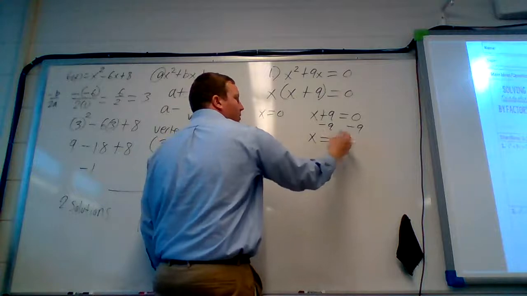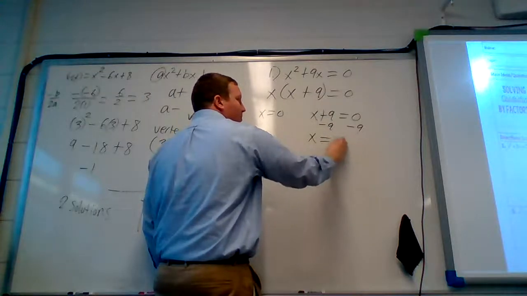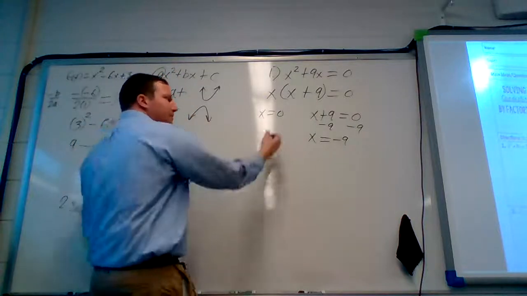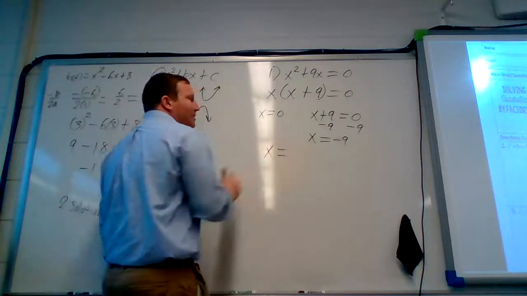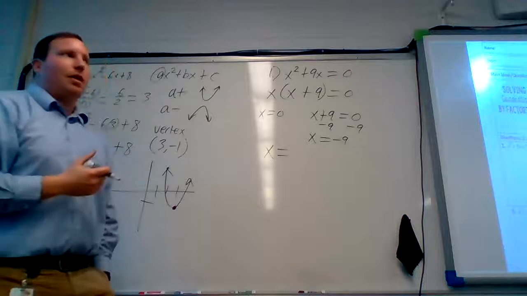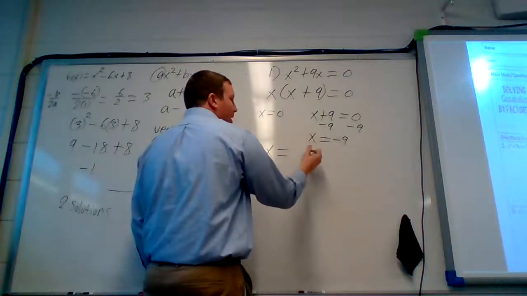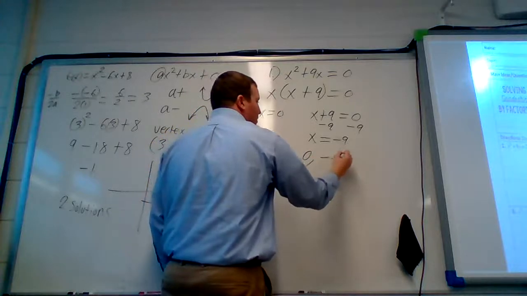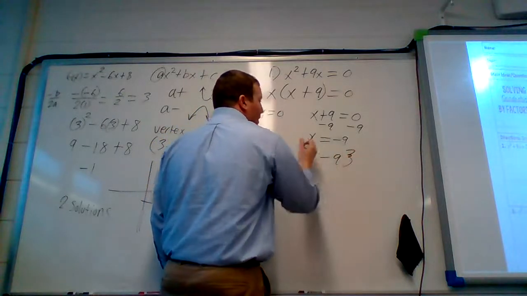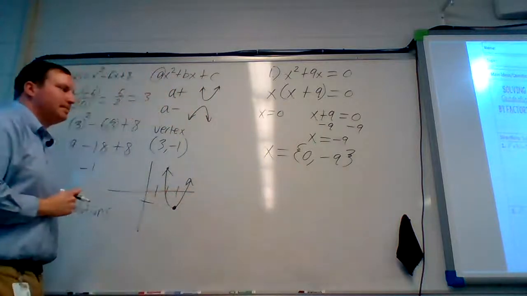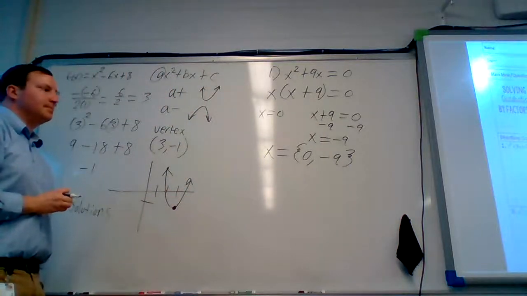And that gets us -9. So would it be 0, -9 is the answer? So our set, or what x is equal to, our x-intercepts, our zeros, our roots, all those the same, are 0, -9. Again, we can use those little curly brackets. Let me write that down. X equals 0, -9. Okay.